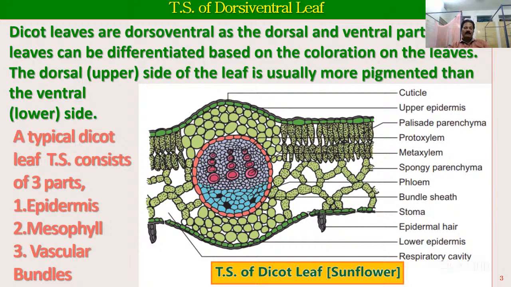This is the typical dicot leaf, and already we have discussed the names: epidermis, mesophyll, and vascular bundles. Generally in a dicot leaf, a large central vascular bundle can be seen at the midrib region. This is the midrib region. This is the vascular bundle. Okay, let us move to the next slide.